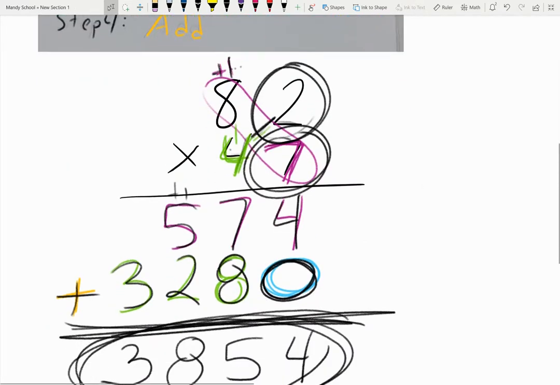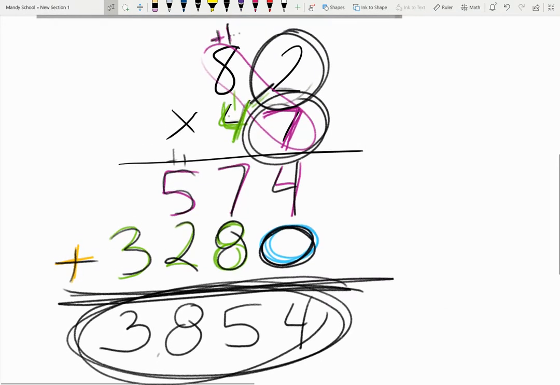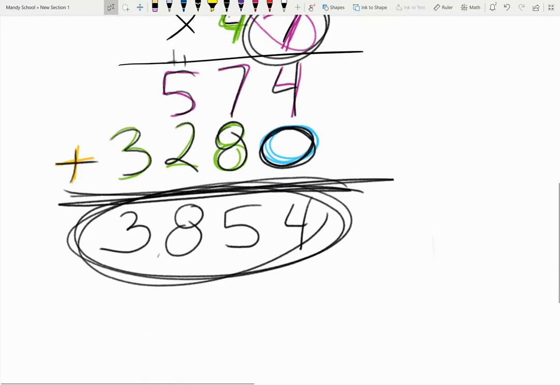So we basically on Tuesday did it the 80s way, as I like to call it. And the 80s way, basically, you're multiplying the numbers in the ones place, and then you're multiplying the numbers in the tens place, and then you're adding them up. Today, what we're going to do is partial product. We're going to take the 82 and multiply it by 7. And then we're going to take the 82 and multiply it by 40. So let's take a look.